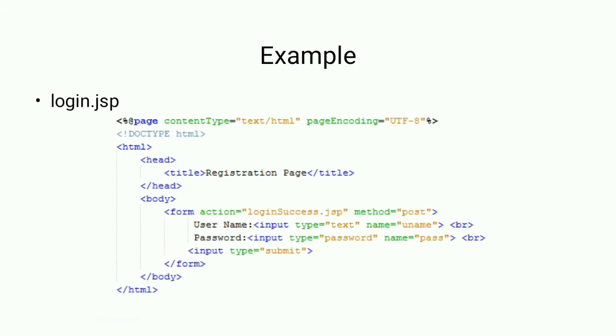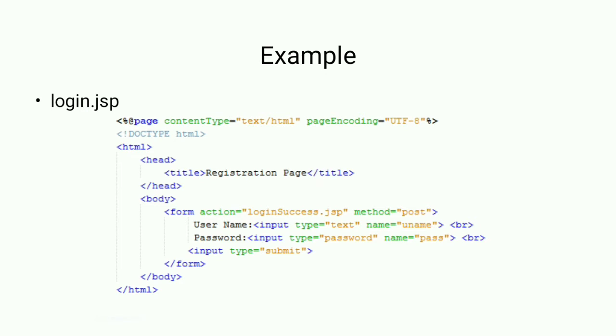It means that whenever we submit this form, it will be redirected to the login success.jsp file, and the method we are using is post. Here we are taking two text boxes. First is username and the next is password. So, in this first file, login.jsp, we are creating one form which has two text fields, one is username and the second is password, and we have the submit button. Whenever we click on the submit button, these two data are transferred to the login success page.